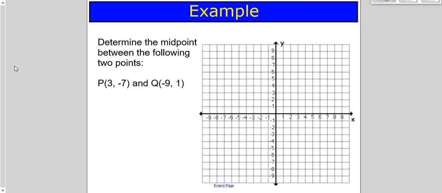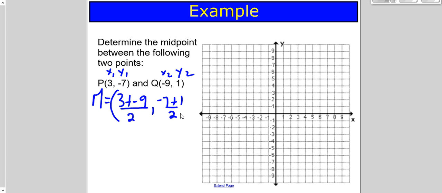Okay, so let's determine the midpoint between the following. Let's start algebraically, and then we can look at our graph and see if we're right. So my midpoint then is, this is x1, y1. This is x2, y2. I'm going to add my x's together, so 3 plus -9 divided by 2. And then I'm going to add my y's together, -7 plus 1 divided by 2.